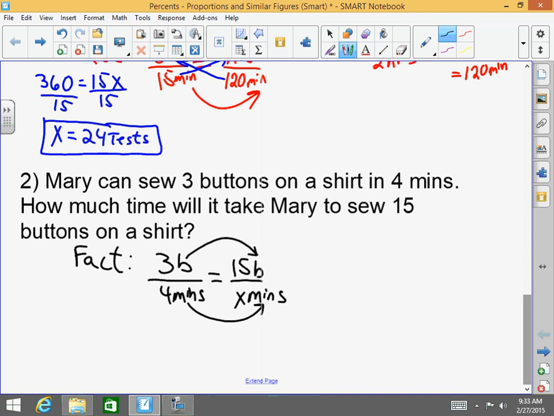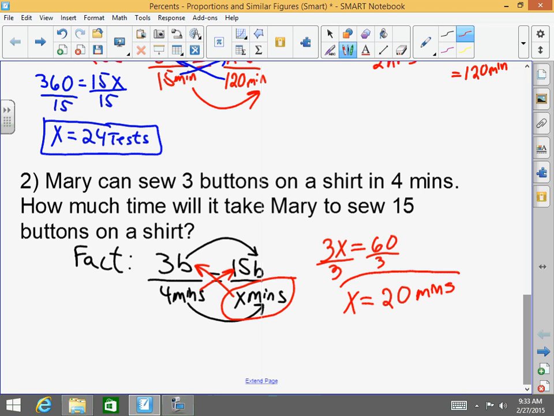Go unit to unit. Now, let's cross multiply these bad boys. Very good, my brother. See how knowing multiplication helps? Excellent. I'm very proud of you. 3x equals 60. Divide by 3. So x equals 20. 20 what? No. Guys, 20 minutes. That's why you label.